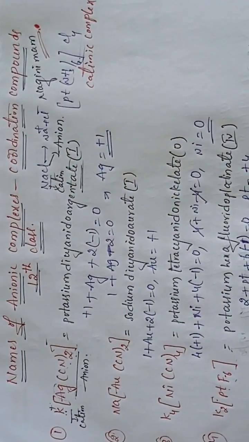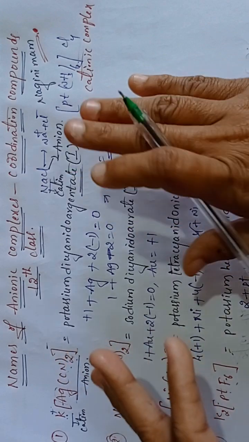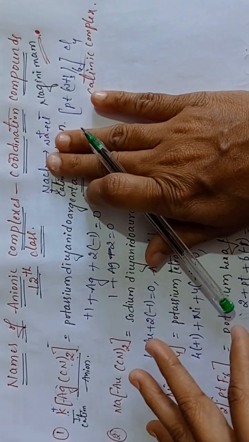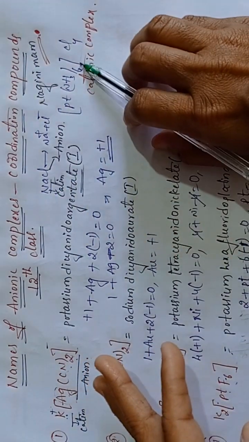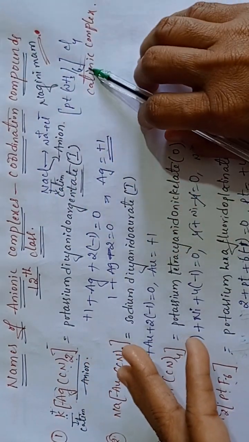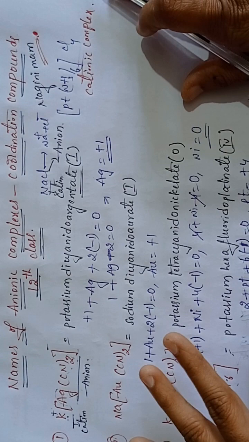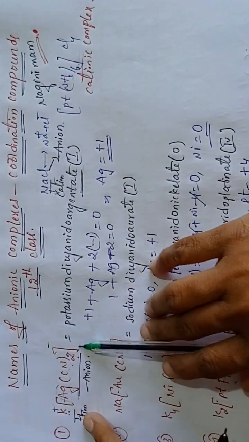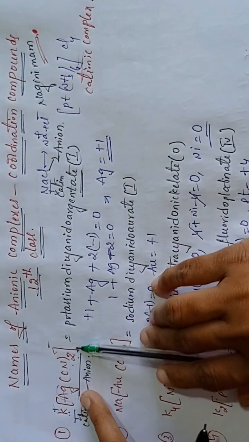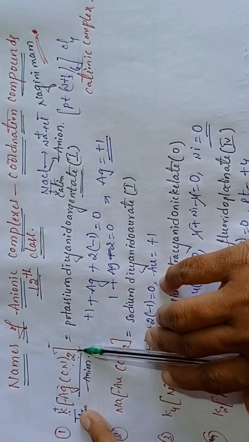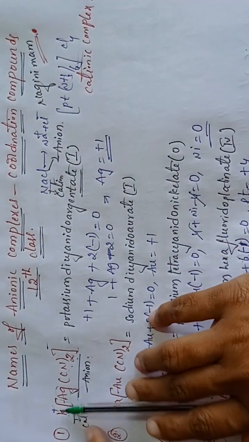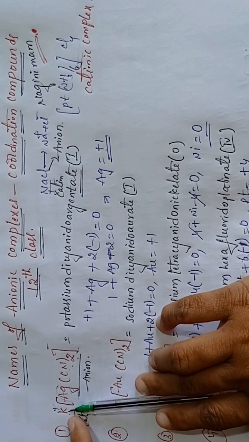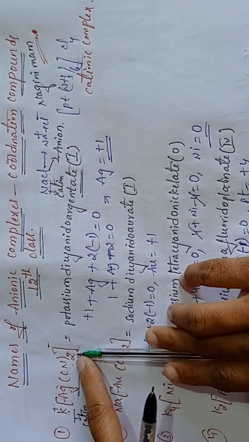Understanding, students? So you can easily understand. In any salt, students, first the cation will be there, next the anion. In the first place, the cation place, if a square bracket part is there, that is a cationic complex. If the square bracket part is in the second place, this is the cation, this is the anion. In the anion place, if a square bracket part is there, that is an anionic complex. Are you clear? So first we should write the name of the cation, number of ligands.